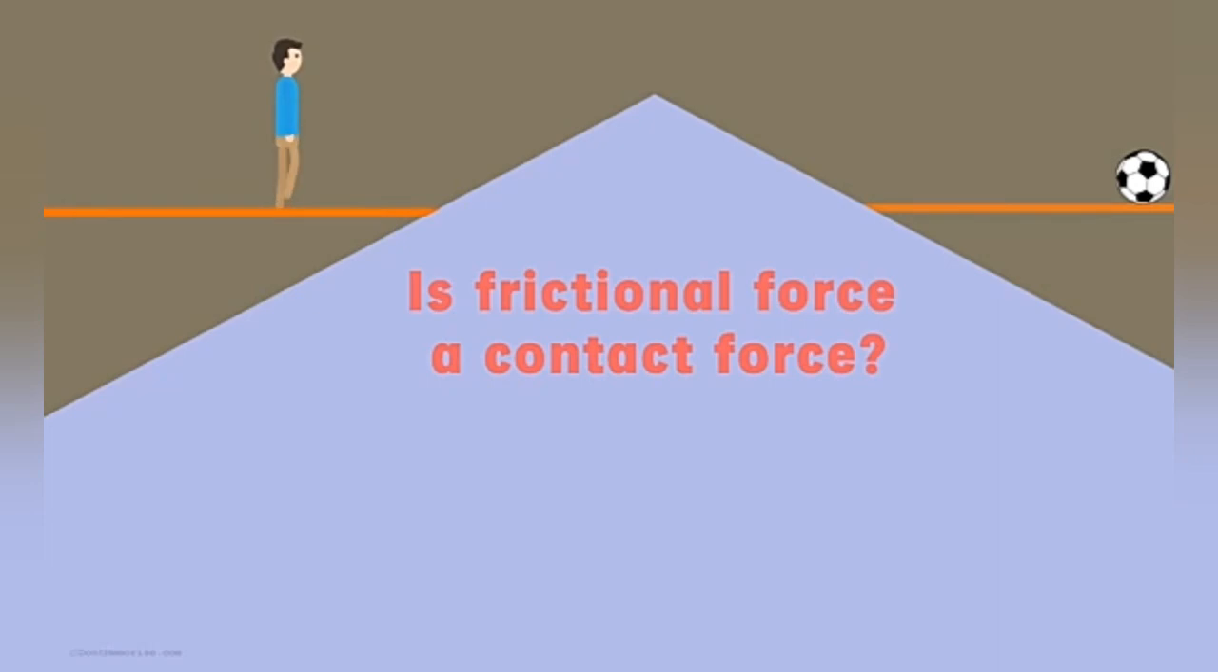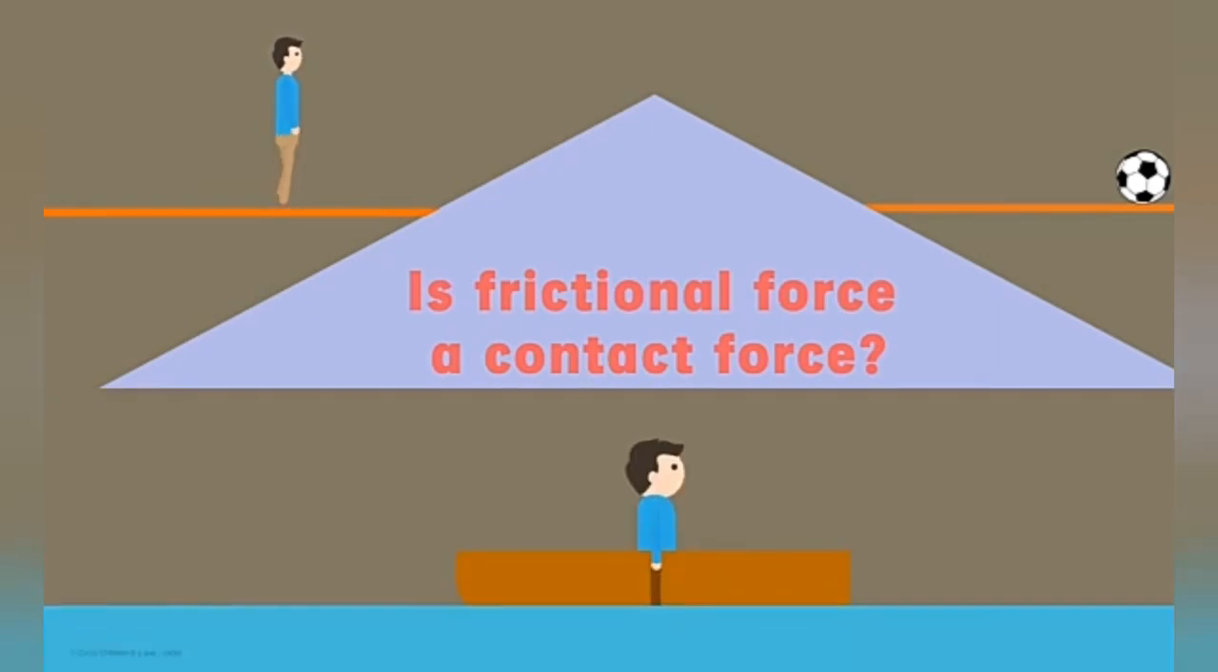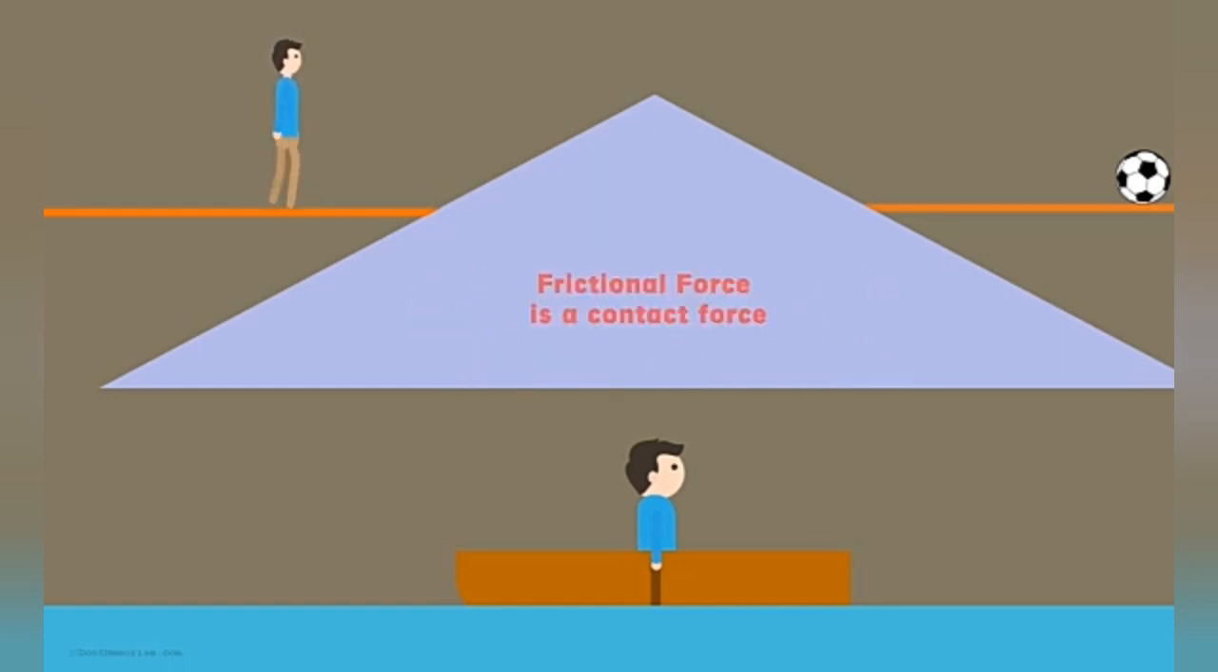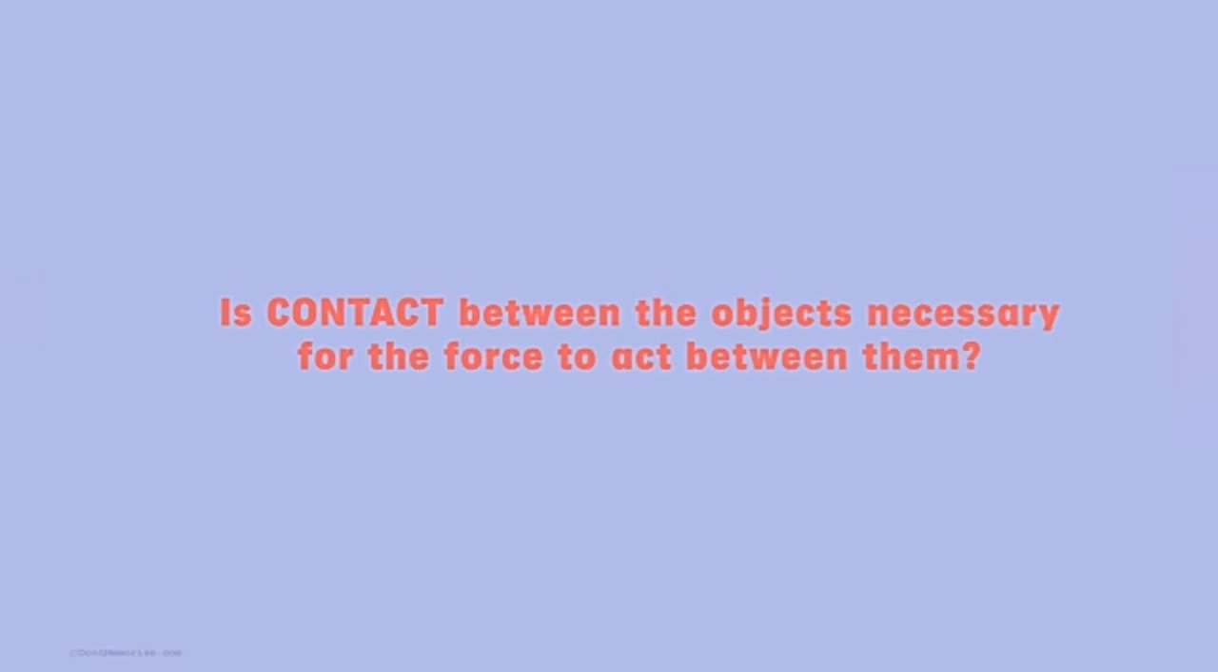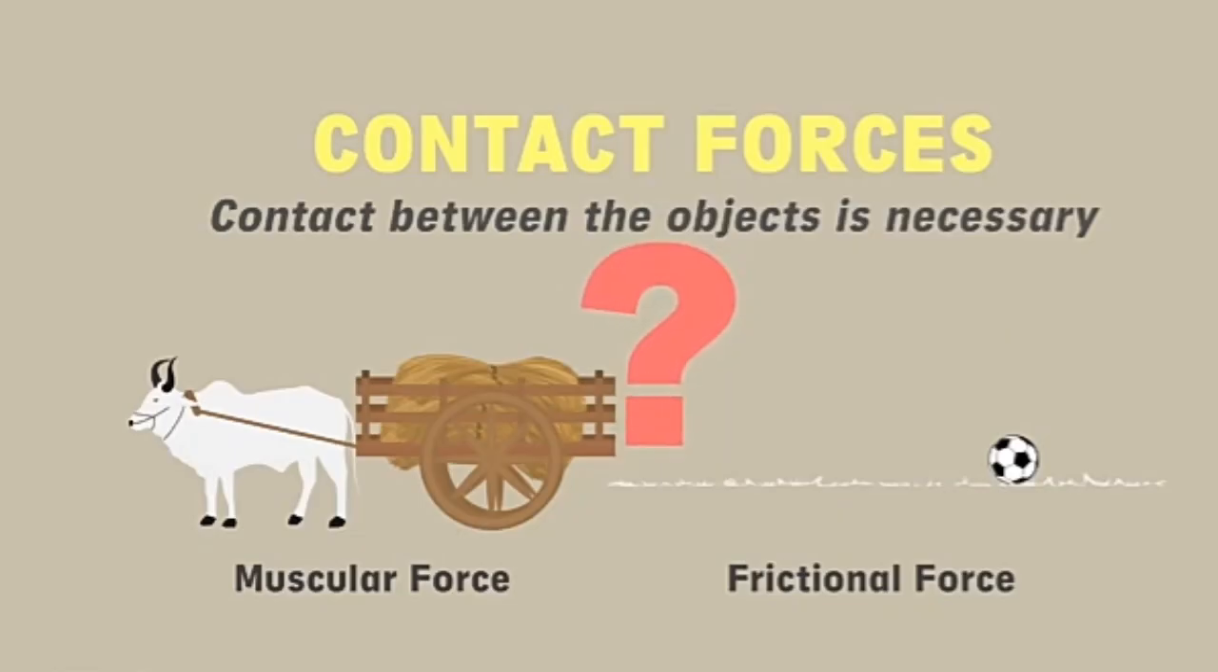A moving ball stops by itself. The run and walk of a person and the rowing boat slowing down or stopping are due to frictional force. Is contact between the objects necessary for a force to act between them? Not necessarily. Even without contact, there is a force acting on the objects.